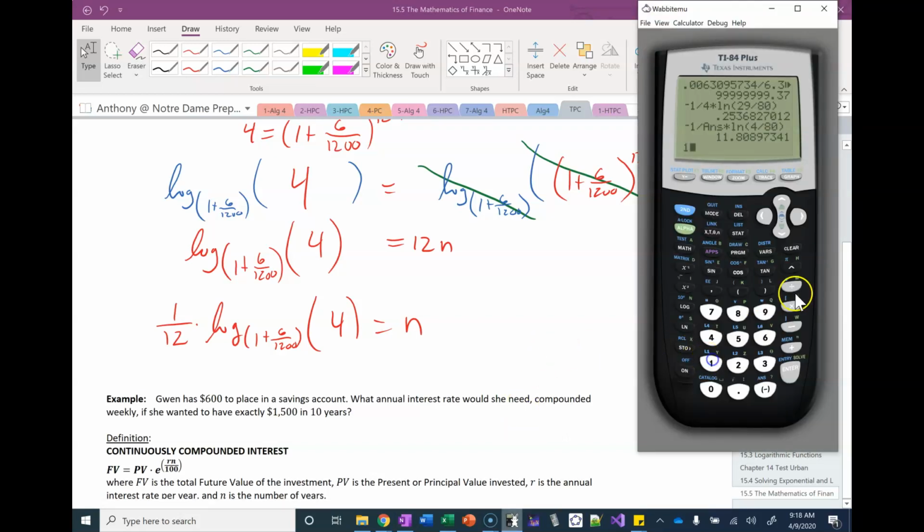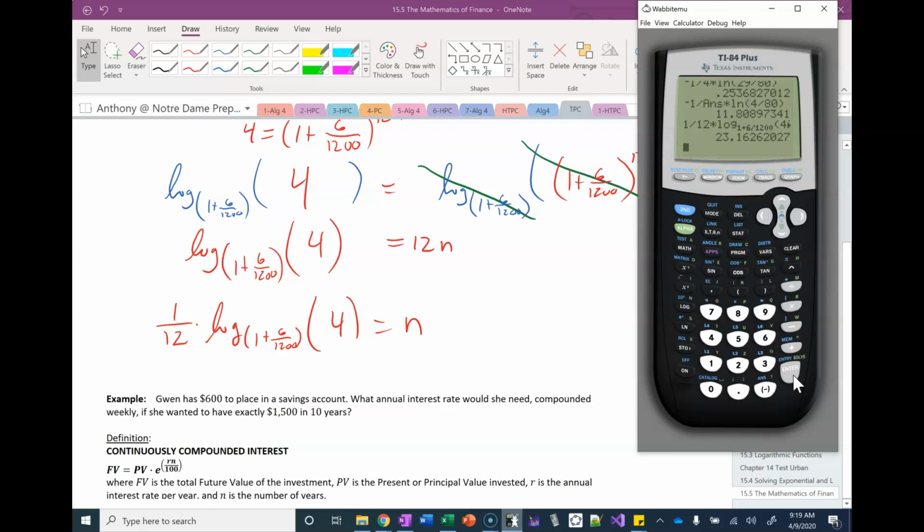So I'm going to do 1 over 12 times, and then I'm going to press the math button, go down to the bottom till I find the log base command, and now I'm going to just write 1 plus 6 divided by 1200 in the base of that logarithm, exactly as it's written there. So now you see why I didn't bother to convert it to a decimal, because the calculator can handle that for me. And it's just less writing to do it that way.